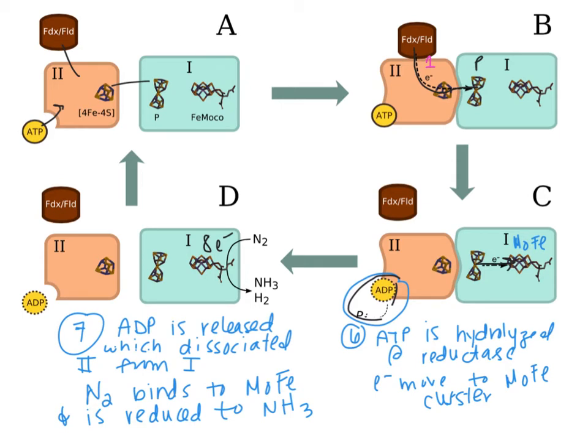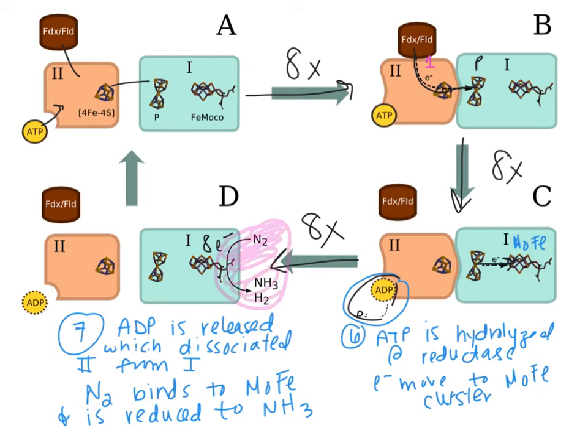So in order to move the 8 electrons, this whole process has to happen 8 times. This has to happen 8 times, and this has to happen 8 times. So on the very final 8th round is when this whole reduction occurs. It doesn't happen every single round. It only happens once the molybdenum iron cluster has collected all 8 electrons.